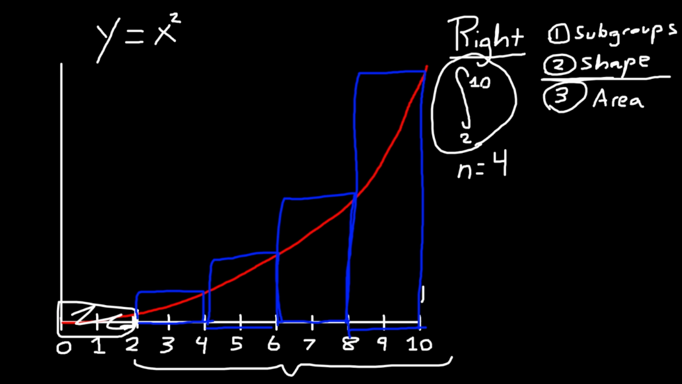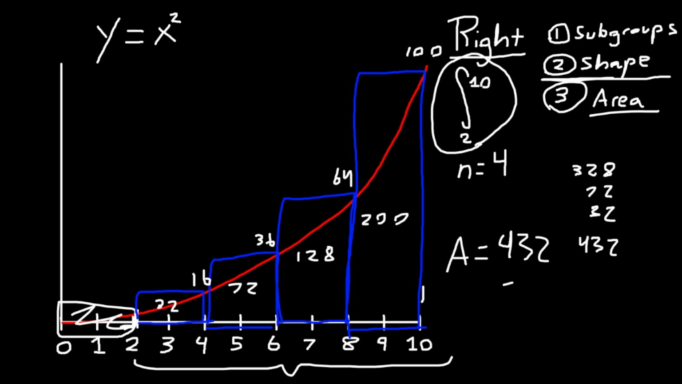And then after that, it's going to be the same process with finding the area as it was before. We just find the height and then find the entire area of this rectangle and then add all the areas up together. So at 10, the height will be 100. At 8, the height will be 64. At 6, the height will be 36. At 4, it will be 16. And then height of 100, width of 2, it will be 200. Then 128, 72, and 32. And then we just add these all together to get our approximation for a right Riemann sum. So for a right Riemann sum, we get an approximated area of 432.